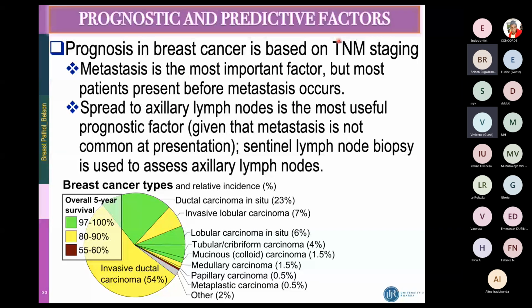So metastasis is the most important prognostic factor. These words, prognostic and predictive, prognostic relates to survival. Prognostic factors are factors that make someone recover or die quickly. Predictive factors are those which can tell you if that disease will respond to treatment or not. Predictive refers to the response to treatment, while prognostic refers to the clinical outcome, death or not.